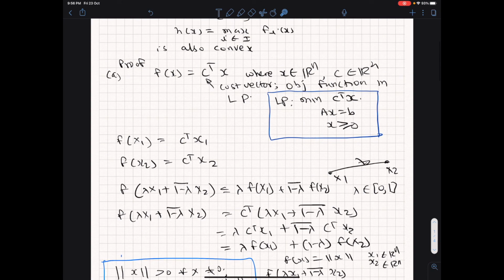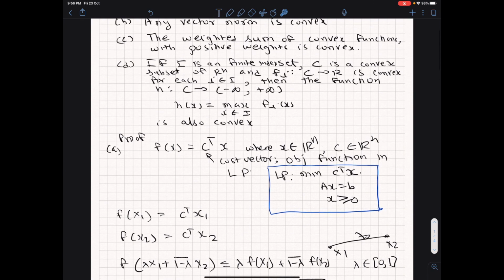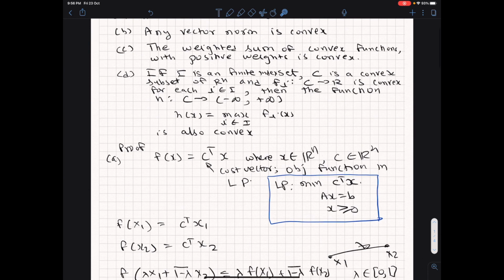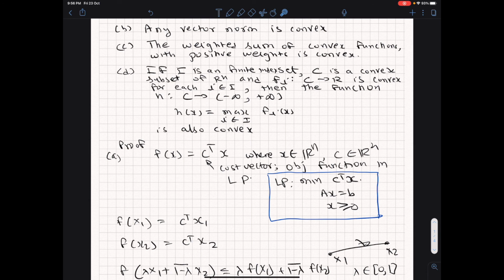Good. So now let's look at the last, the C part of it. What is the C part of it saying?